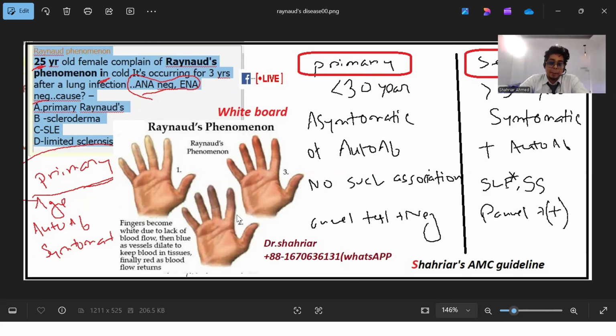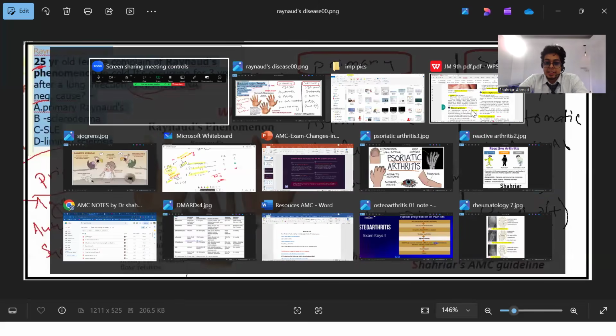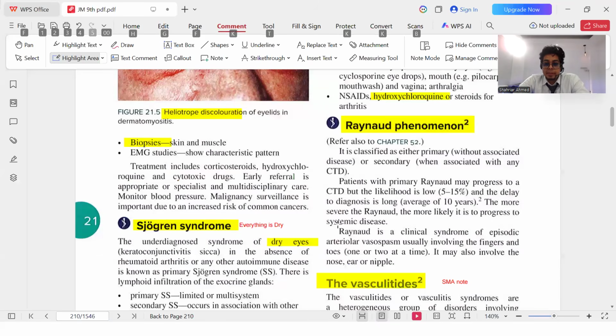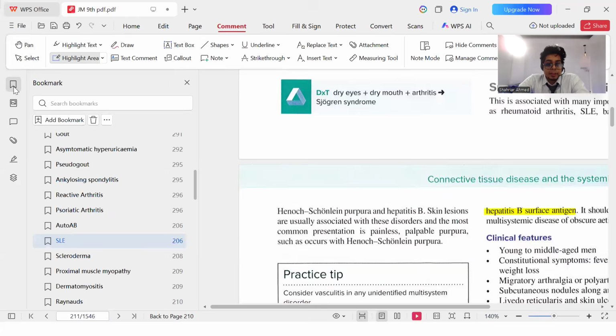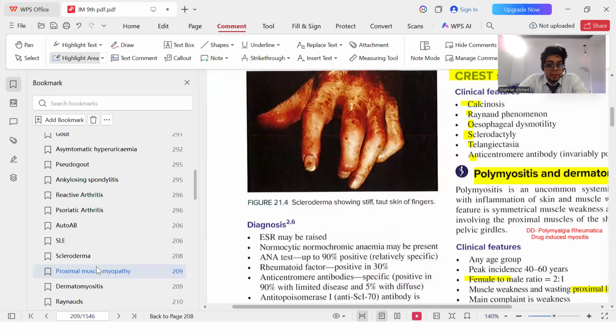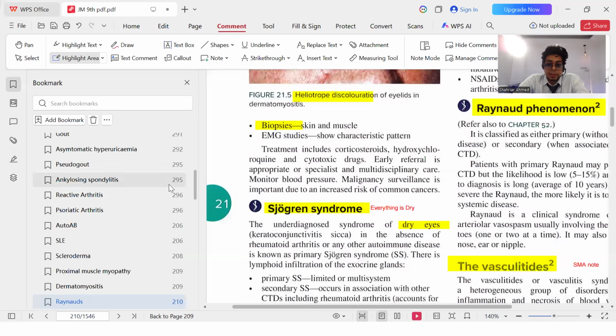I hope it is. Yes. I hope that's clear now. We're almost heading towards the end. Scleroderma we're done. Proximal muscle we're done. Raynaud's we're almost done.